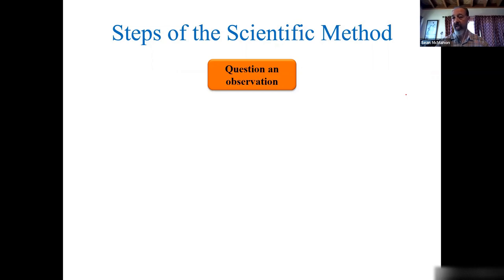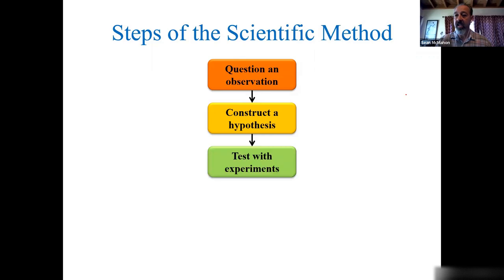Typically you question an observation. So maybe you're out in nature and you observe some type of event that occurs. Based on that event, you try to draw some type of explanation, or a hypothesis. So you construct this crude explanation, and then you design an experiment so that you can test your hypothesis to see whether or not it's a decent explanation.